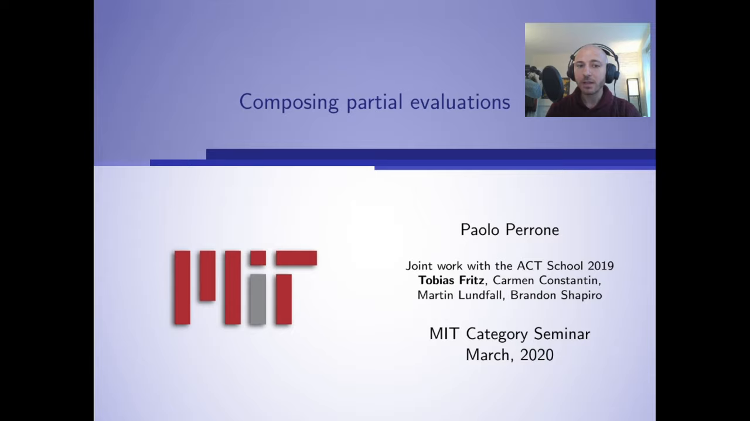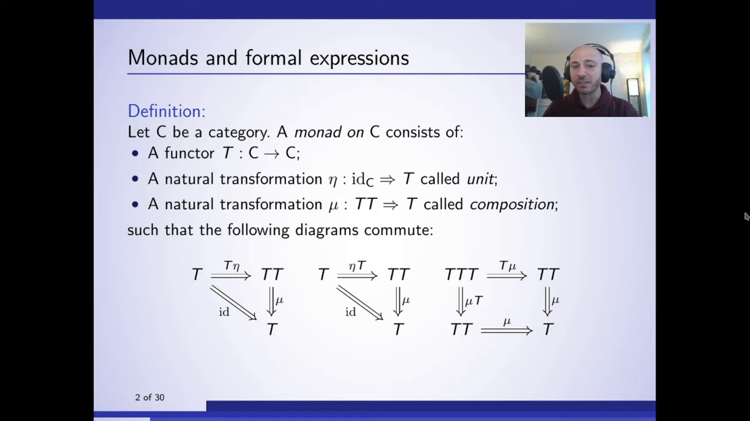All right, so what's this talk going to be about? We're going to talk about monads. Let's quickly recap what a monad is. For the people that don't know, a monad consists of a functor, an endofunctor in a certain category, together with two natural transformations called unit and composition, or multiplication. One from the identity to T, one from T applied twice to T, that satisfy these diagrams. Now, I'm going to motivate this in a second, so if you have never seen this, don't worry. If you have seen this, just be patient.